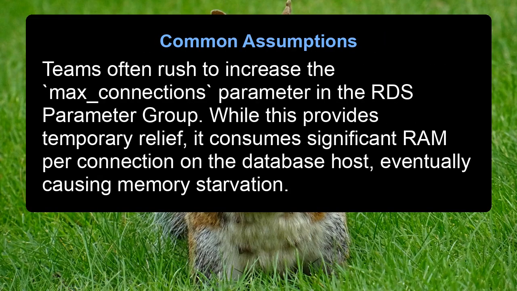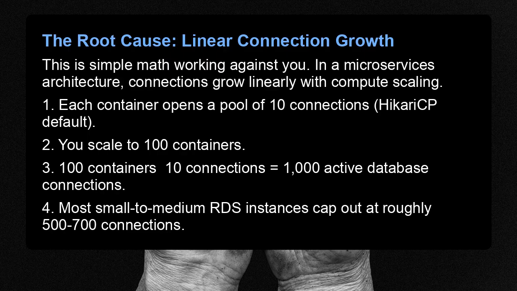Common assumptions. Teams often rush to increase the max_connections parameter in the RDS parameter group. While this provides temporary relief, it consumes significant RAM per connection on the database host, eventually causing memory starvation. The root cause, linear connection growth. This is simple math working against you. In a microservices architecture, connections grow linearly with compute scaling.